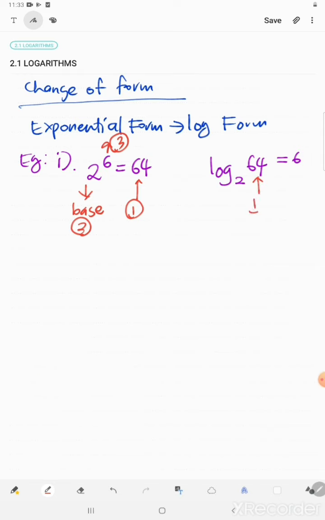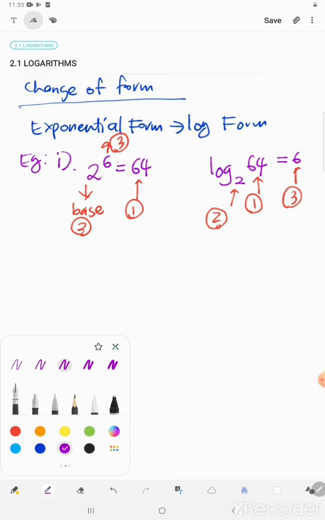Okay, this is the position for number 1. And then I have here the base, which is now number 2. And number 3, I put it equal to 6.